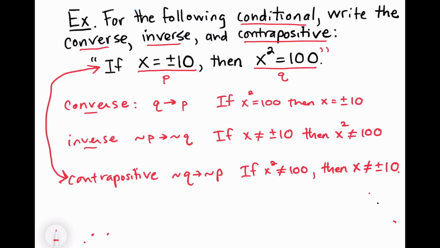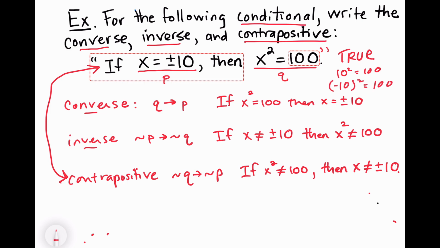So let's talk about that in this example. So the statement that if x is equal to positive or negative 10, then x squared is 100. This is a true statement, right? So we know 10 squared is 100, and we know that negative 10 squared is also 100. So if we look at the converse, if x squared is equal to 100, then x is equal to positive or negative 10. This is also true. Okay. If we square any other number, we're not going to get 100. We could even just solve this as a quadratic equation.